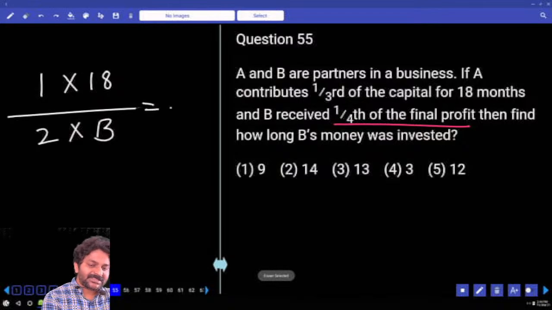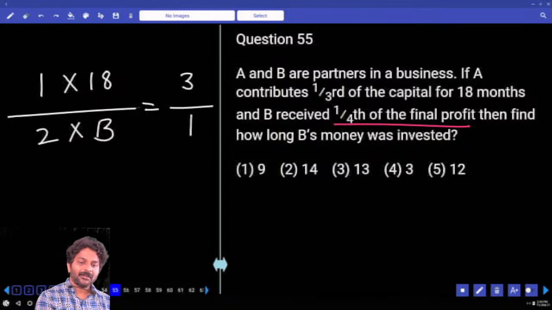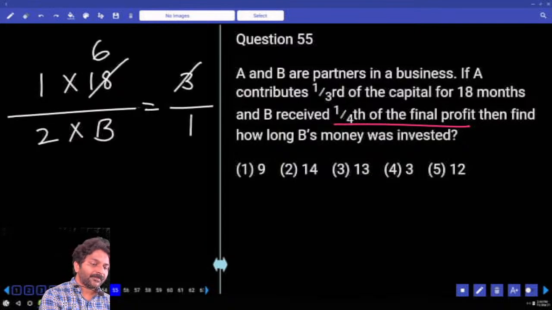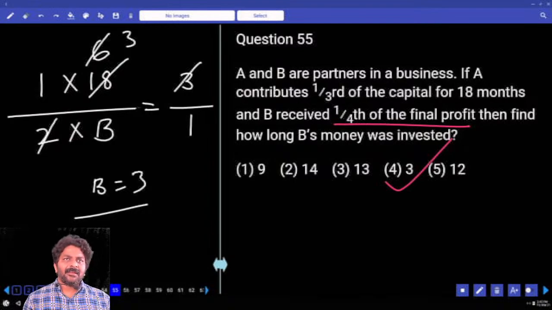This is the profit sharing ratio. Out of total profit, how much is B getting? Then the remaining, who gets 3/4? A. 3/4 and then 1/4. Can I write it as a 3:1 ratio? 3 and then 1. B is equal to option 4. We are just using I1 T1 by I2 T2 is equal to P1 by P2.